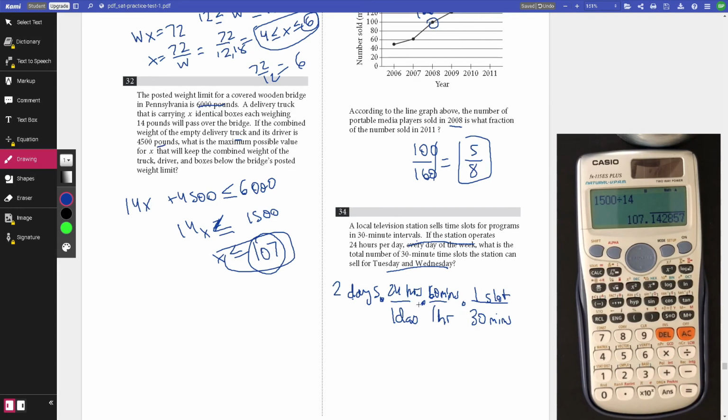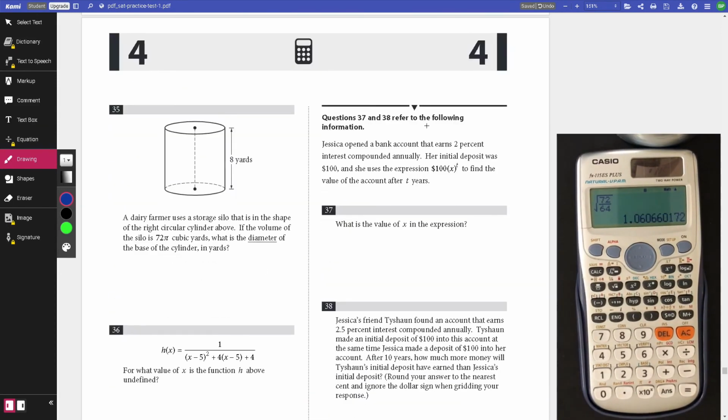So now we multiply the fractions. On the calculator, we do 2 times 24 times 60 divided by 30. We get 96. That's the answer. 96 slots. Number 35.